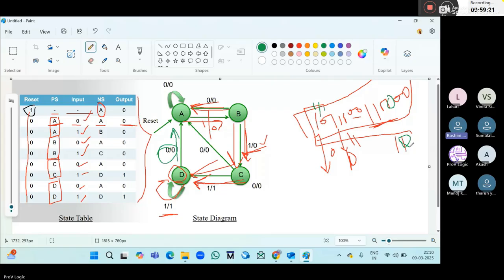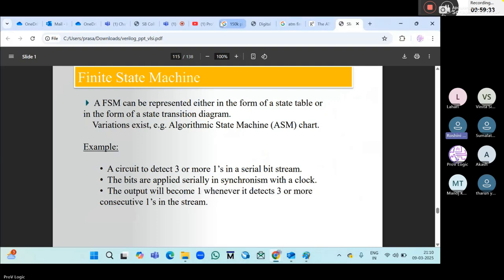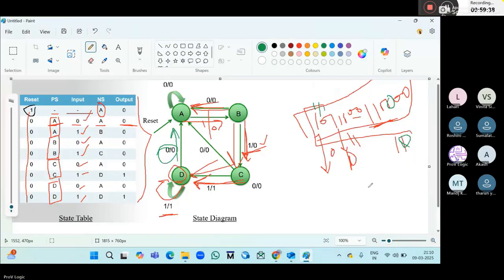I have one doubt. I got confused here. So on a 1, it goes from A to B, and on 0, it's going from B to A. So on the next one, from where will it start? Will it start from state A or B? From here itself only it will be started. Okay, okay. It will just be detecting.